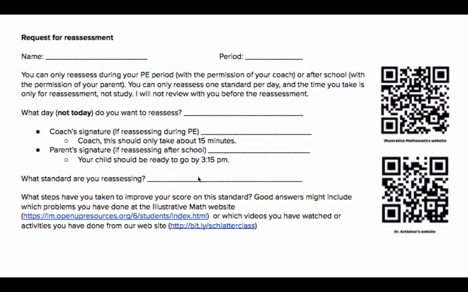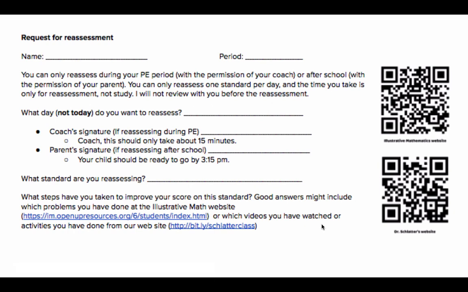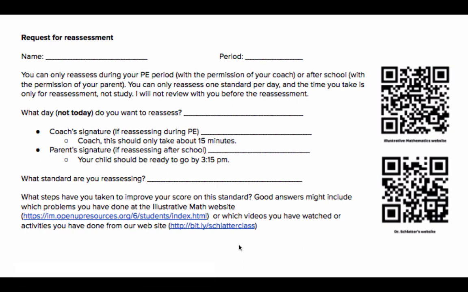I need to know which standard they're reassessing. So for example, if they did poorly on AR1, you would fill AR1 in here. And then this is really important. What steps have you taken to improve your score on this standard? They could go to the Illustrative Math website. There's a link here, as well as a QR code up here. Or they can go to my web page, and here's a link here, or a QR code there, and tell me what they've done on YouTube, or on Khan Academy sites, or different places. But I do need something filled out down here, so I know what they've done to improve themselves.